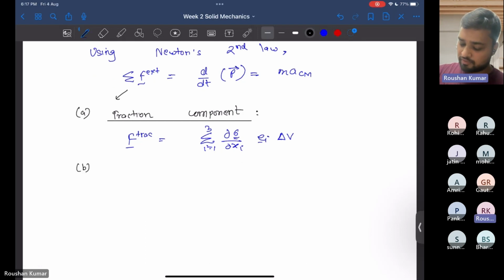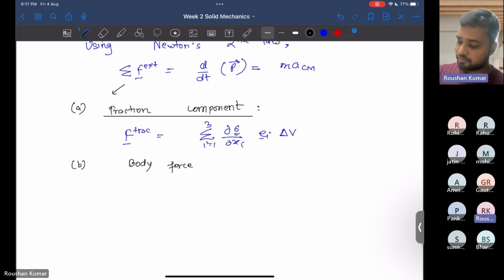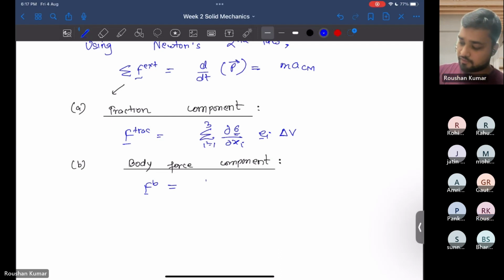The second component is the body force contribution. If any body force is acting on a body, the contribution due to the body force is given by Fb, which denotes the body force, given by b delta V. Here the small b denotes the body force per unit volume, and delta V is the volume of the element.